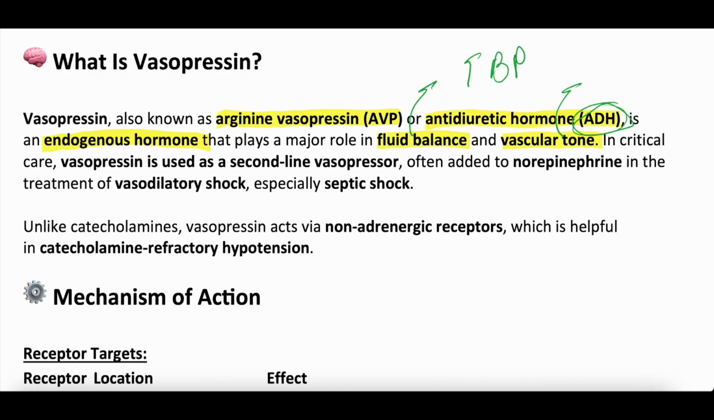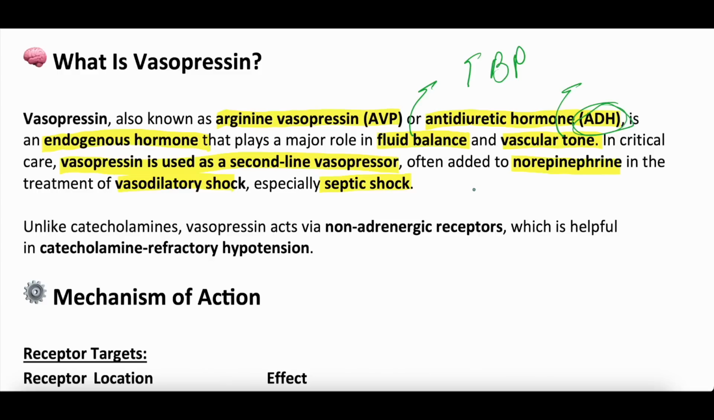So in critical care, in the ICU, or for patients who are critically ill, vasopressin is used as a second-line vasopressor. This is often added to norepinephrine, brand name Levophed, in the treatment of vasodilatory shock, especially septic shock. And we're going to get into this a lot more as the video progresses.